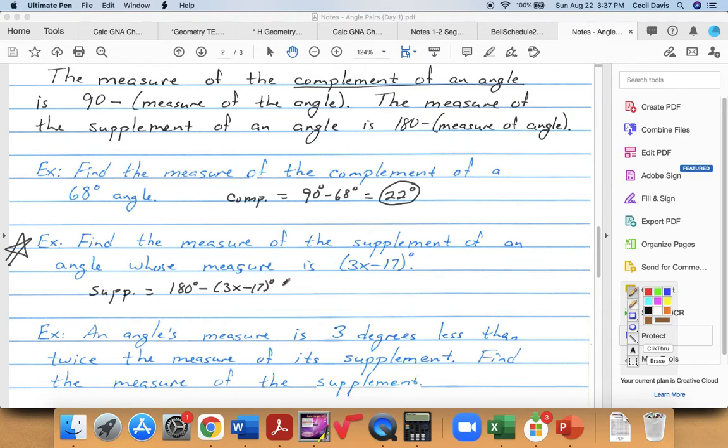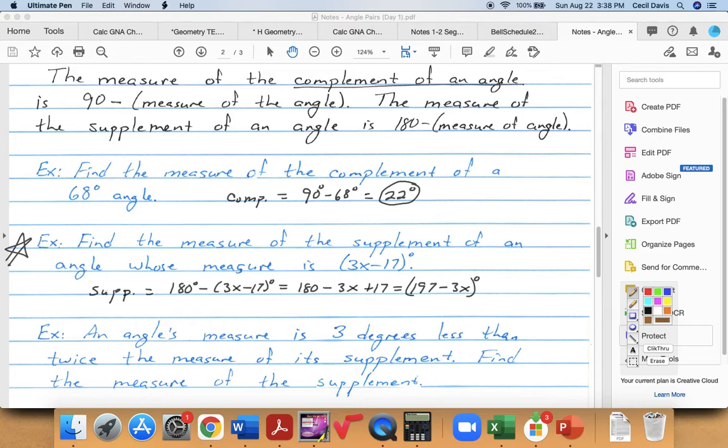And all we're going to do here is simplify this. So that's going to be 180 minus 3x minus the negative 17 is plus 17. So it's 197 minus 3x degrees. And that is the best that we can do here. We cannot do anything else on this problem. And that feels a little strange. You're like, I'd like to be able to solve for x. You cannot solve for x for this one. There's no way of knowing what x is.